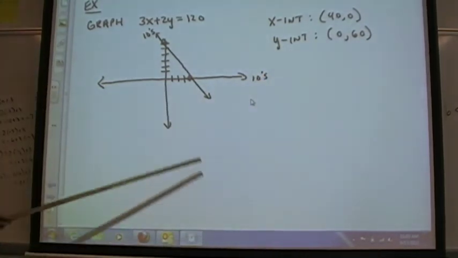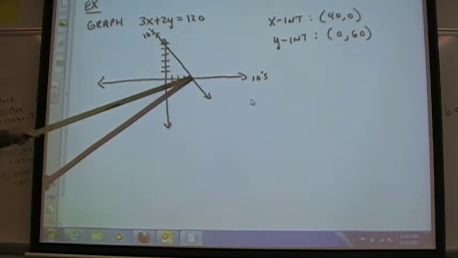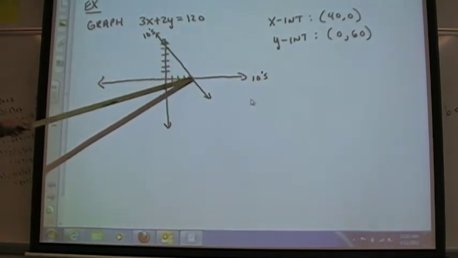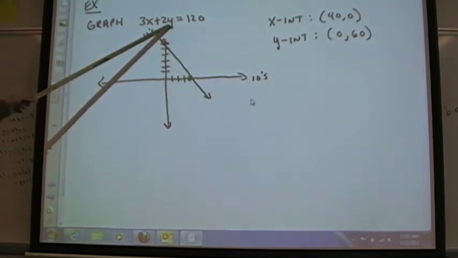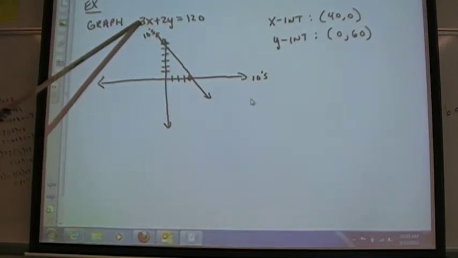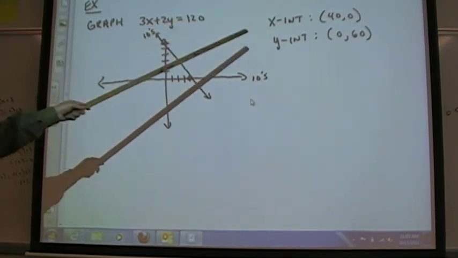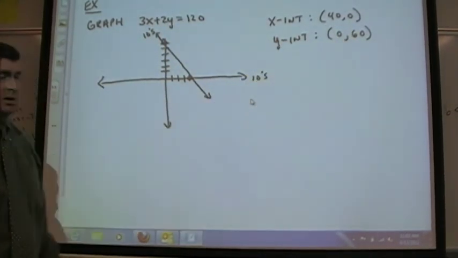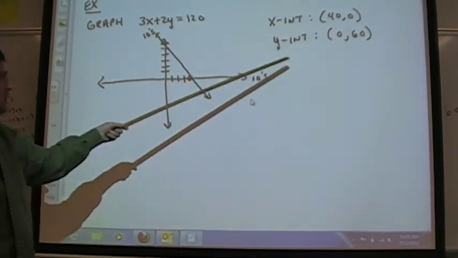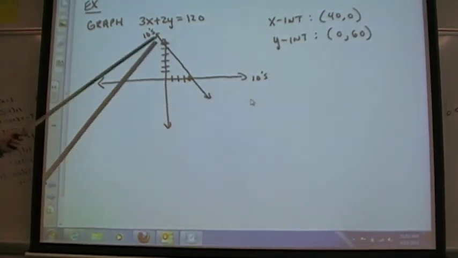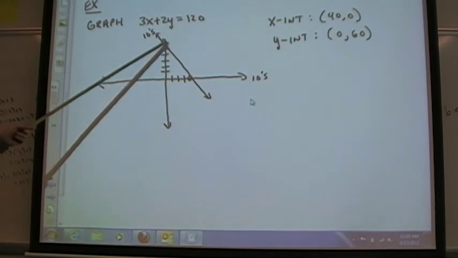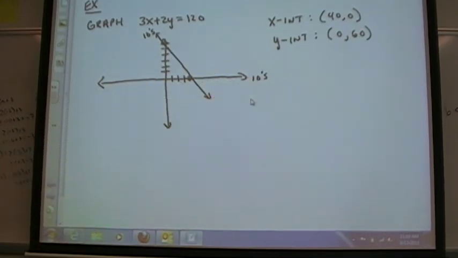Same thing for the x-intercept. When you're crossing the x-axis, the y value is 0, so you set y equal to 0 and solve for x. You're left with 3x equals 120, so what does x have to be? 40. So that's where I get the x-intercept. Now you don't want to plot these big numbers, so you can change your scale and just mark it up here that I changed my scale by tens. You don't have to change them both, but in this case I would change them both to go by tens.